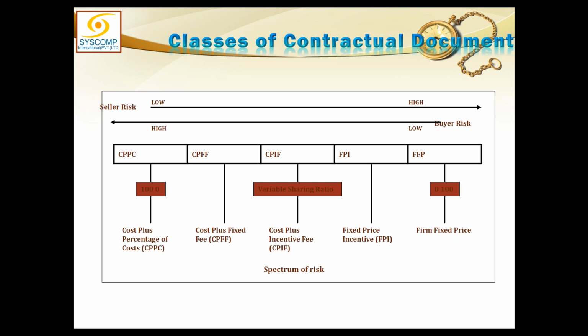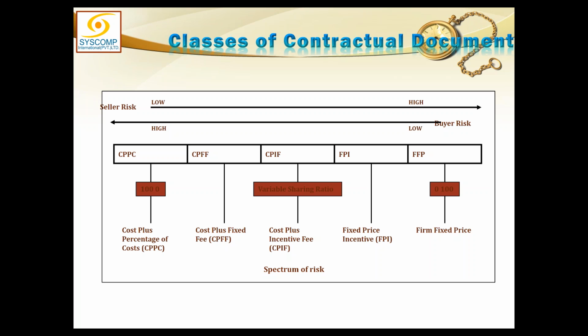He will probably damn care about your project cost. He will go for the most expensive items, and that will add to his 10%. So this type of contract, cost plus percentage of cost, is the worst type of contract from the buyer's point of view, and is the best kind of contract from the seller point of view.